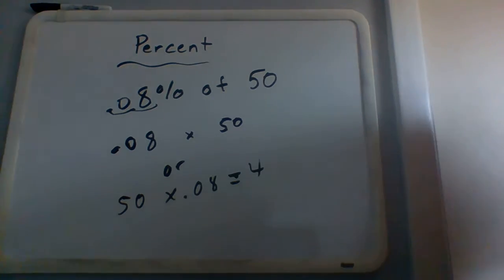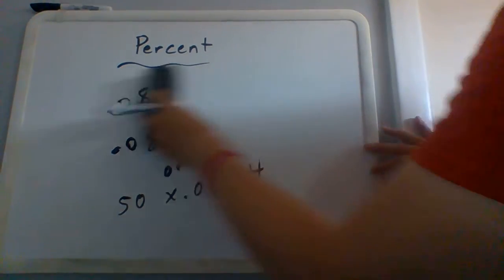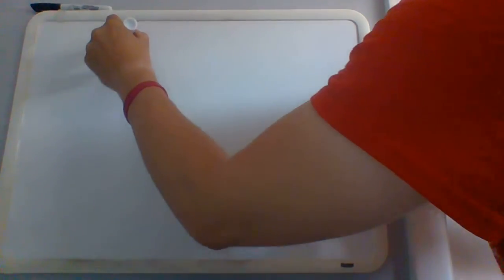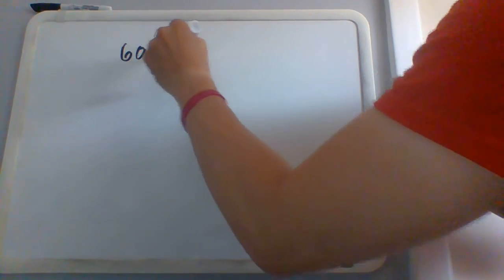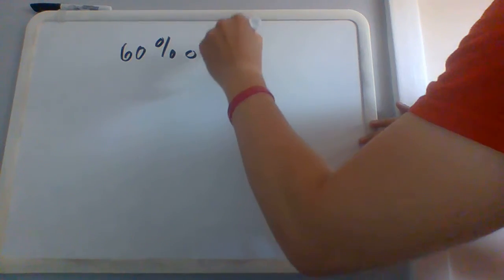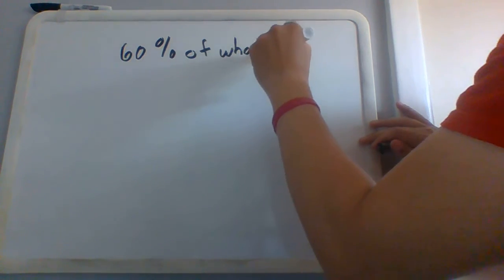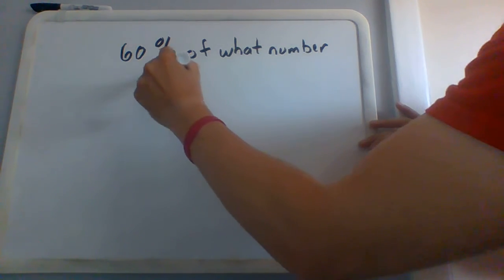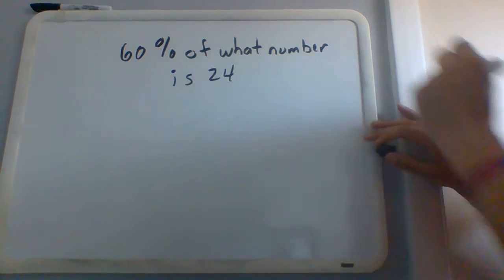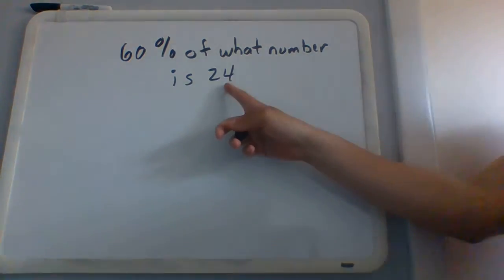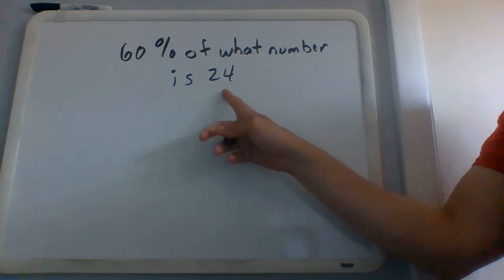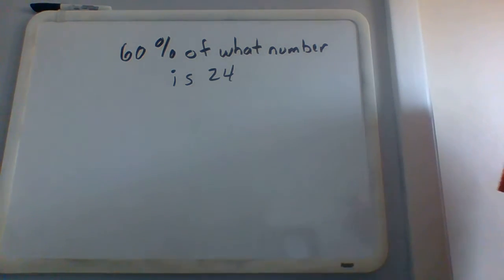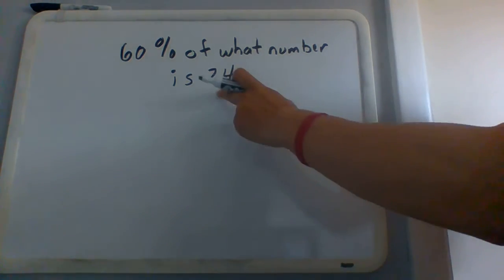Now sometimes you'll see a problem that looks like this: 60% of what number is 24? This means that we have the part, which is 24, and that's going to be 60% of a greater number. So your answer should be greater than 24.